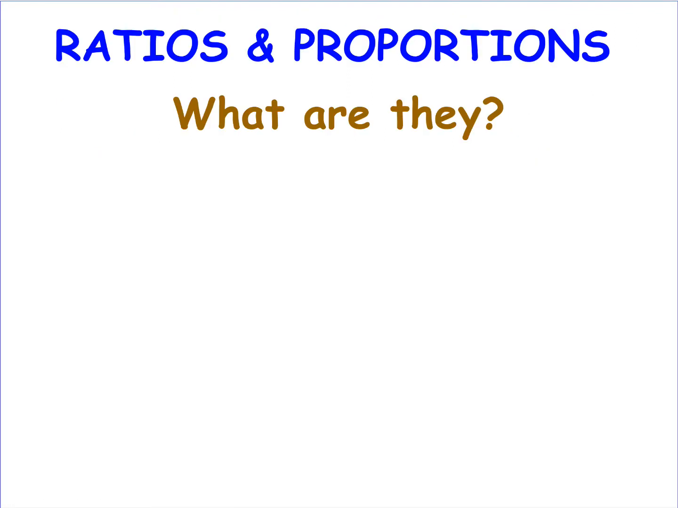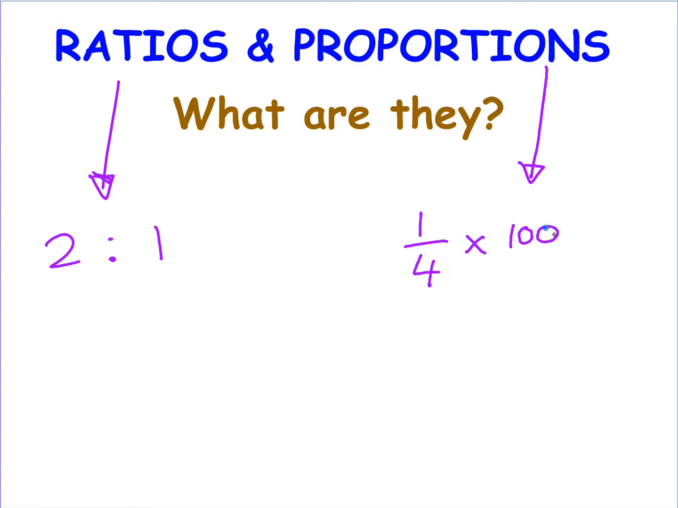So the question is, what are ratios and proportions? Well, a ratio is a relationship between two numbers, and a lot of you have seen ratios written like this, where you share something out in the ratio of 2 to 1, and these are what we call parts. A proportion is actually a fraction, and this is where we have 1/4 of 100. So it's a fraction of an amount, essentially.